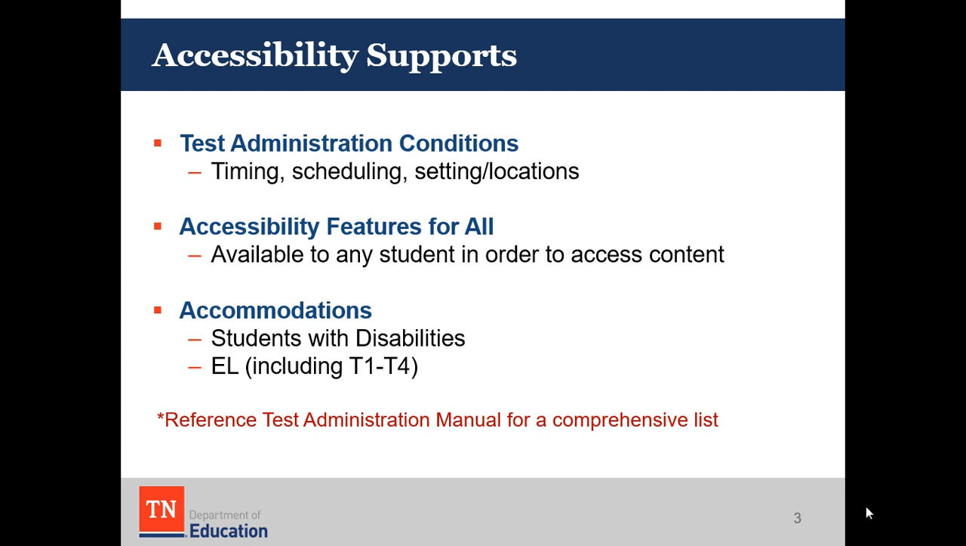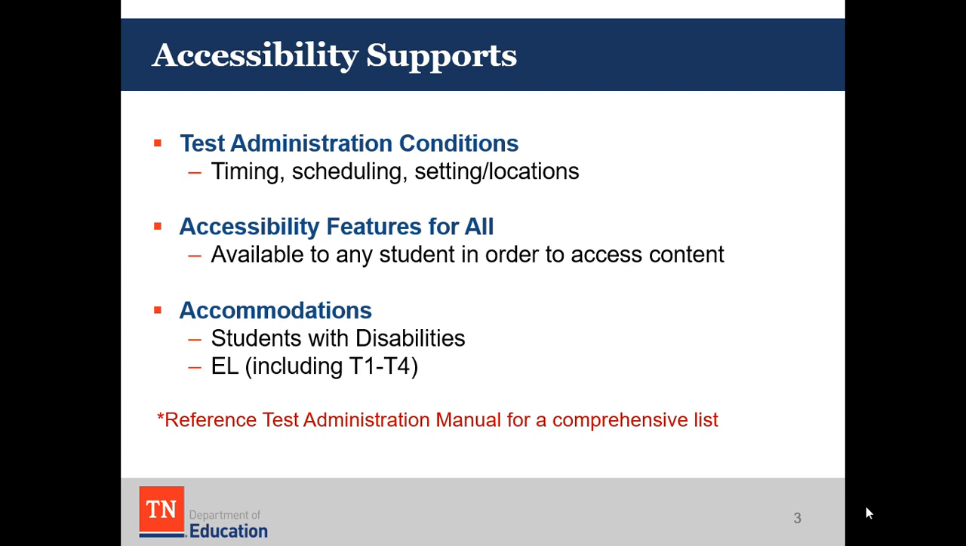Accessibility supports can be thought of in a tiered approach. The first is test administration conditions. These are conditions such as timing, scheduling, setting, and locations. These test administration conditions are applicable to any student in the school building. Accessibility features for all students are also available to any student in order to access content, and we'll discuss what is considered an accessibility feature for all students further in this module.